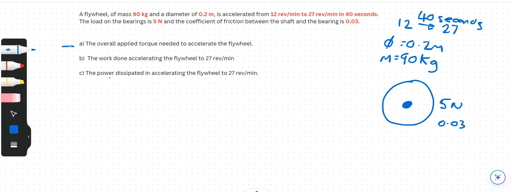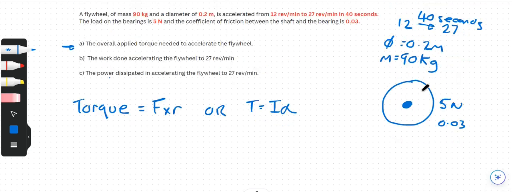We'll do A first: the overall applied torque needed to accelerate the flywheel. So we need to apply a torque, and that's how we get this flywheel to move. There are two forms for torque: force times radius, or torque is inertia times angular acceleration, because this thing is being accelerated. So we need to find the overall torque that we need to apply.